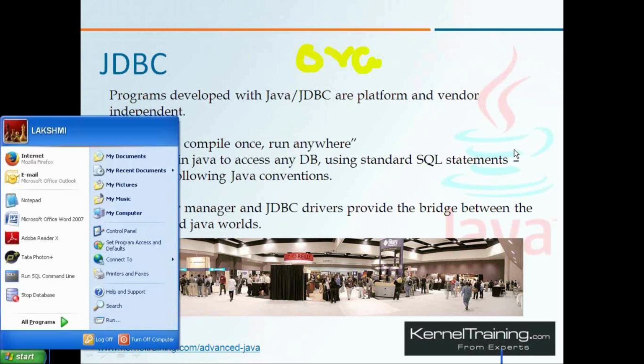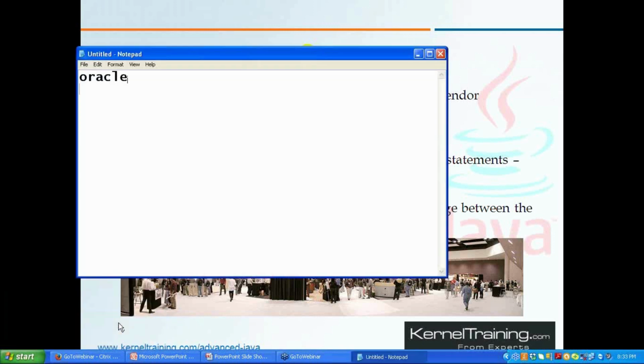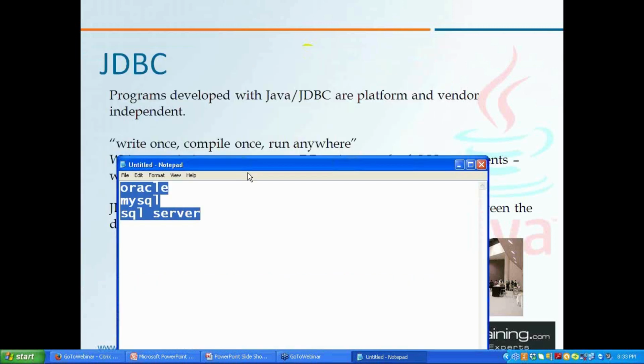So I'm making use of Notepad for typing some contents here. We can connect to Oracle, or we can connect to MySQL, which is open source. We can connect to SQL Server. Like that, we can connect to anything. That means my Java application can connect to all these kinds of backend environment. That is called as what? Your vendor independent, right?